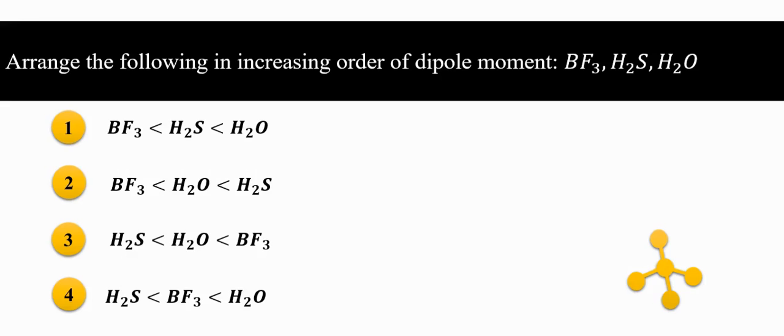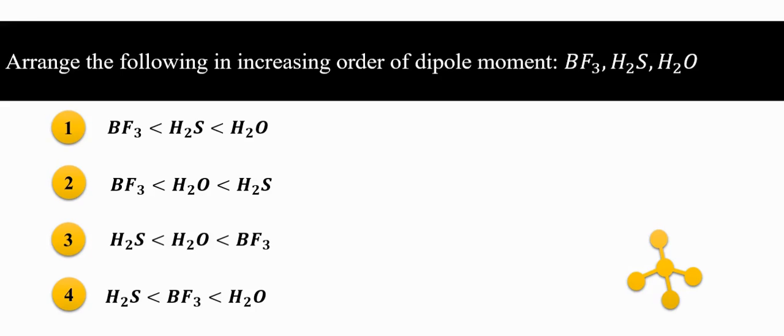Arrange the following in increasing order of dipole moment: BF3, H2S, H2O. So you know the dipole moment: if the electronegativity difference is more, polarity is high, so dipole moment also increases.